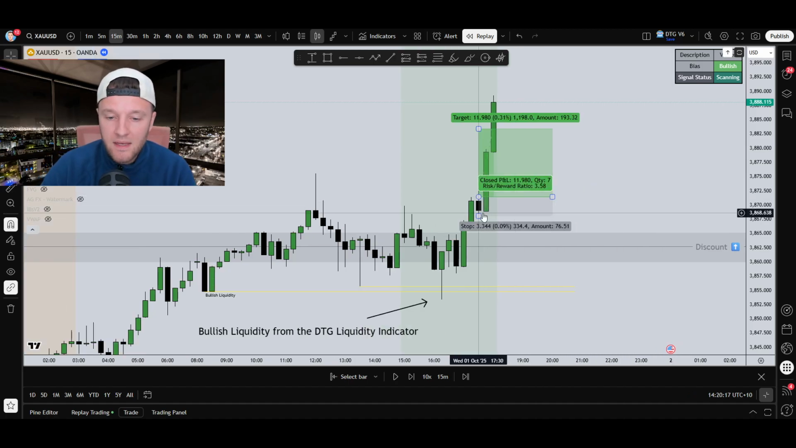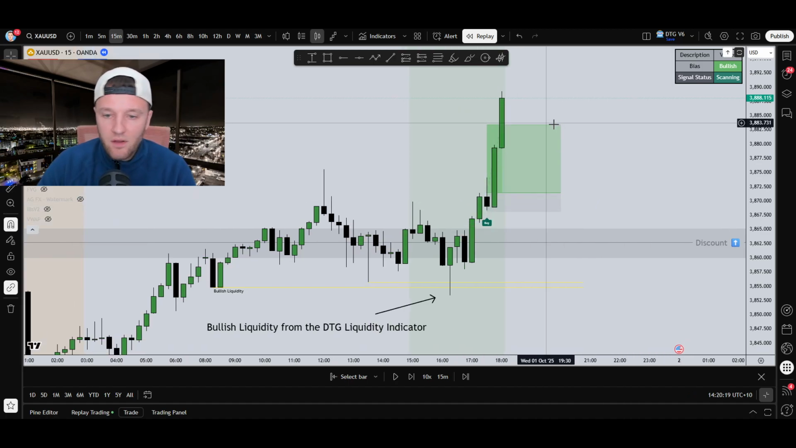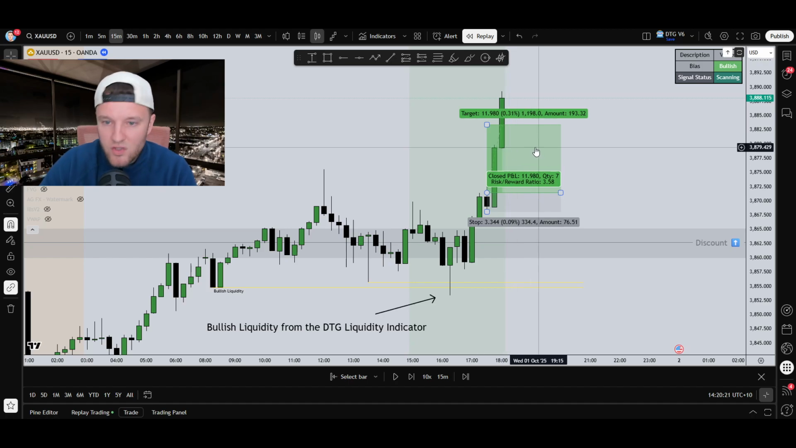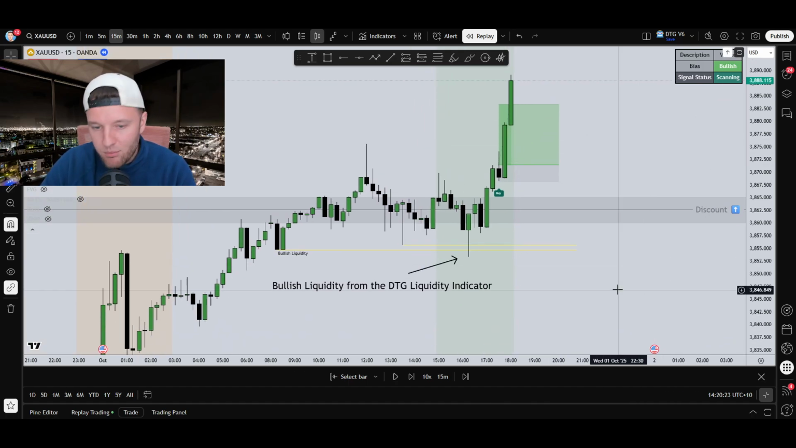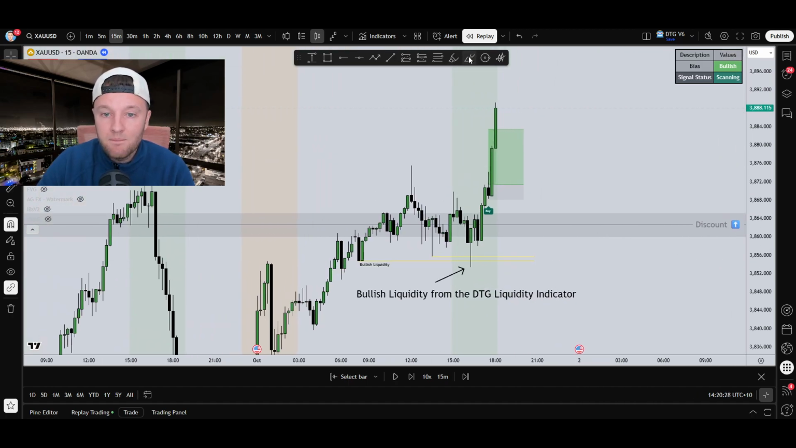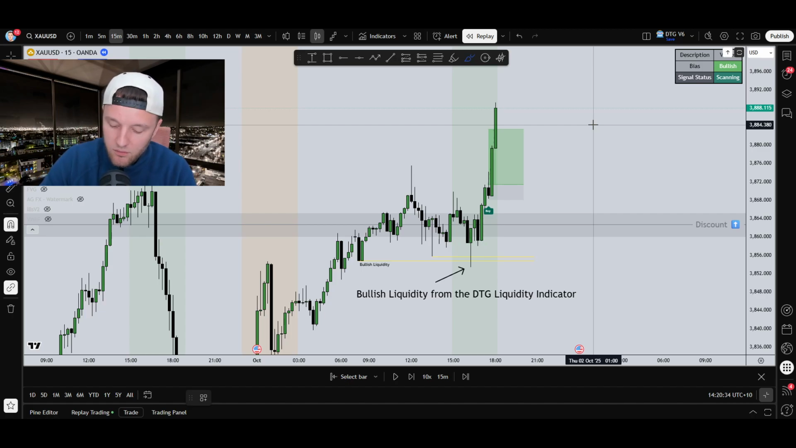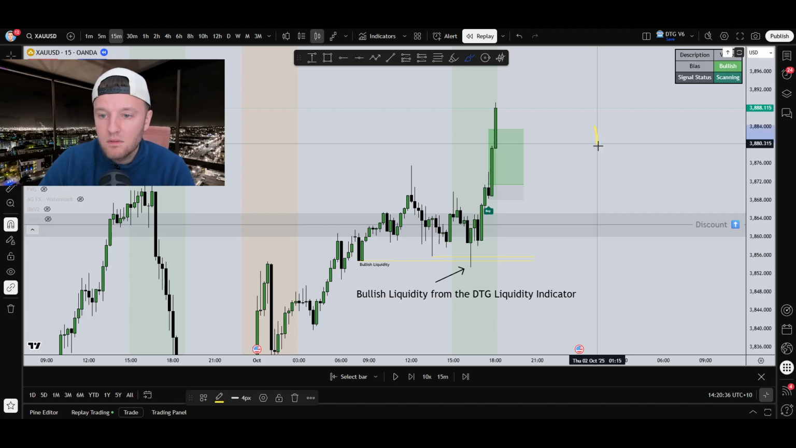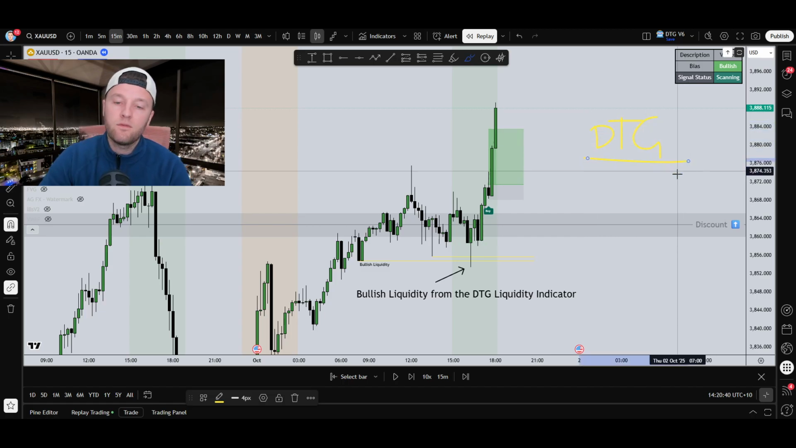And then what happens from there? The next 15 absolutely flies up. We hit a 1 to 2 there, 120 pips take profit. Absolutely beautiful, crisp, very valid, textbook DTG setup for you right there.